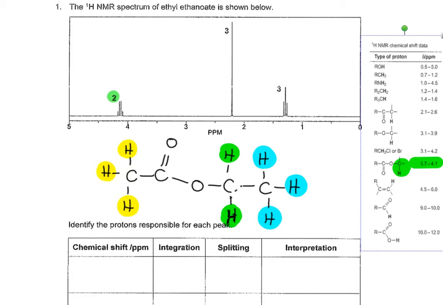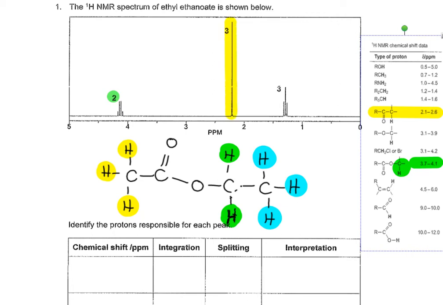Now for the other ones, if we look at our yellow protons, they're on a carbon next to a carbonyl group, so we'd expect to be seeing them from 2.1 to 2.6. Also in terms of the splitting, there are no hydrogens on the adjacent carbon to the yellow hydrogens, so there's no neighbours, which means that would appear as a single peak, a singlet, which is that one.